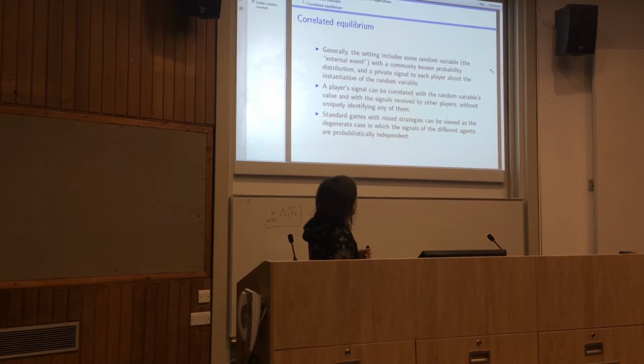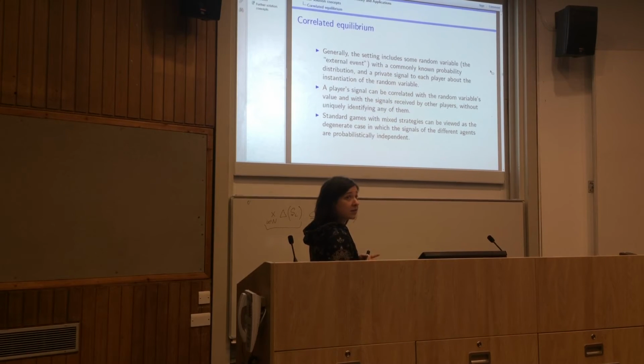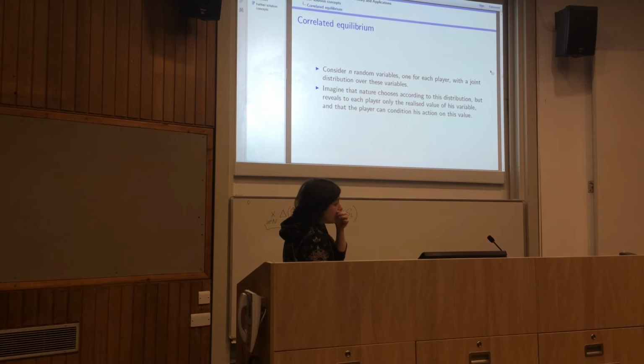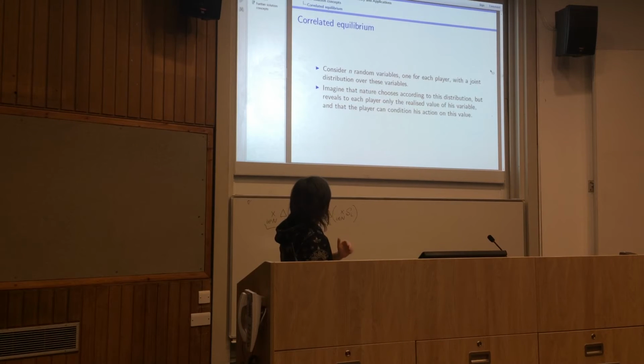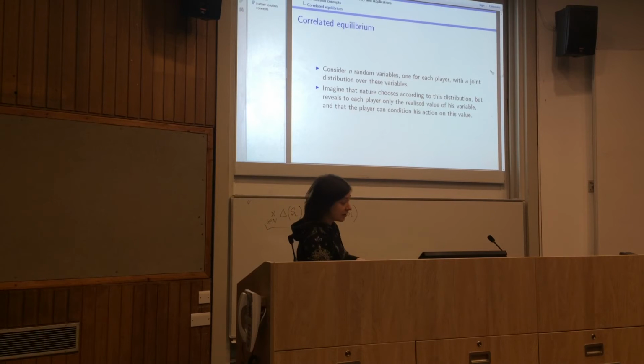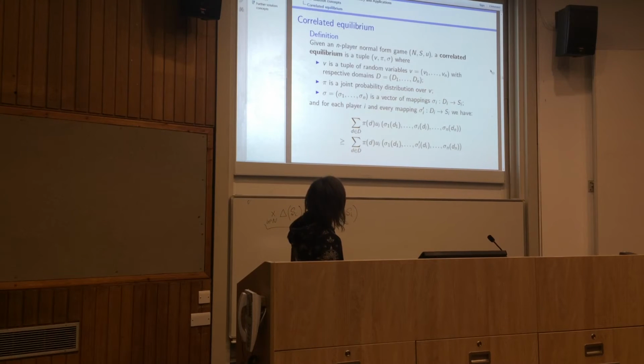Now, standard games with mixed strategies are a special case of that, in some sense a degenerate case where the signals of different agents are probabilistically independent. So we can consider n random variables, one for each player. Okay. And those variables have some joint distribution. Okay. Now, the nature chooses some realization of those variables, and the agents get the signal about that realization.